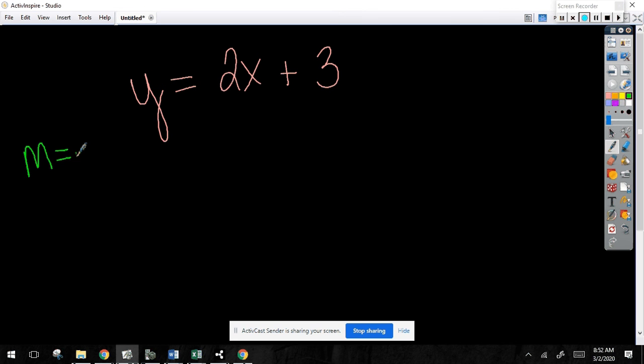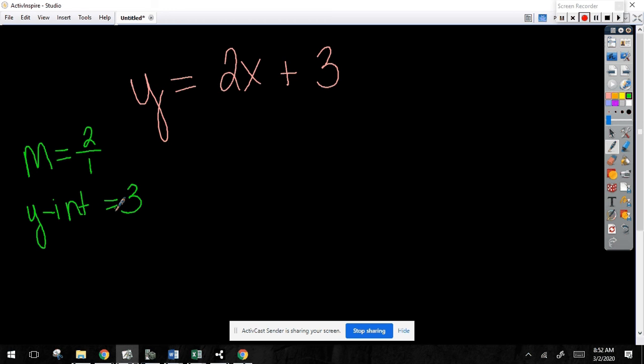2x. Close. 2. Just 2. And I'm going to make it into a fraction because I need slope in a fraction, right? So 2 over 1. What is the y-intercept here? What does that mean exactly? It's where it is on the y-axis.